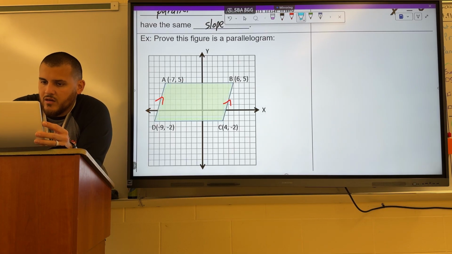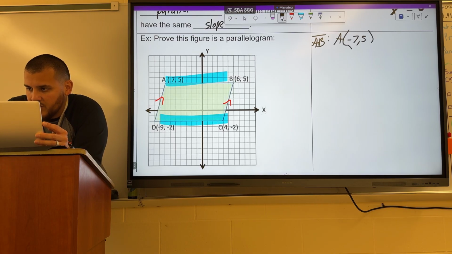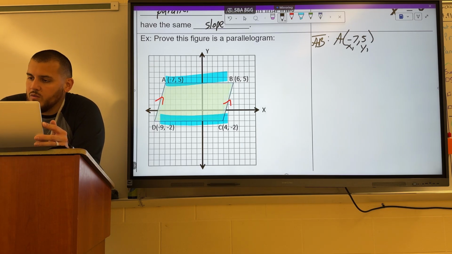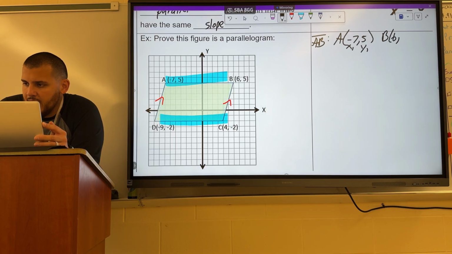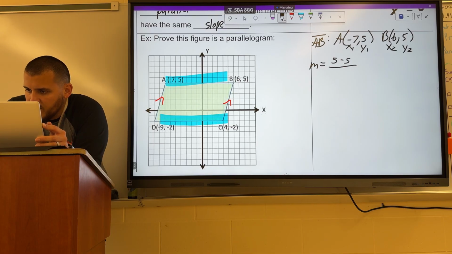So now I'm going to do it on sides AB and DC. All right, so AB, and I'll tell you why we don't technically have to do this calculation for these sides in a moment. Just want to make sure that you guys get more practice here with the slope formula and understand the logic. A is at x1, y1, negative 7, positive 5. We'll say B is our x2, y2 at 6, 5.